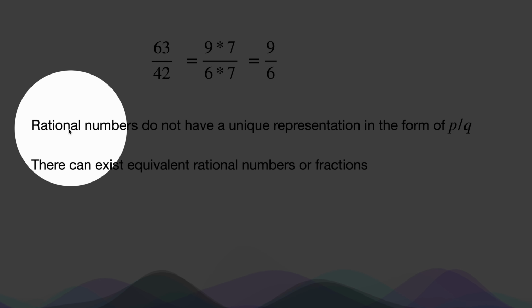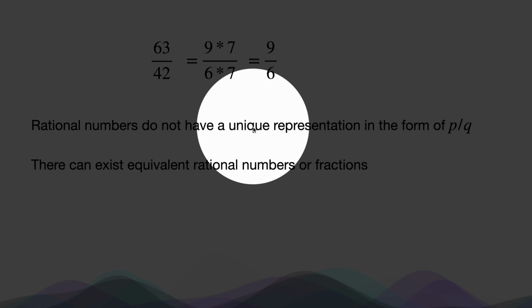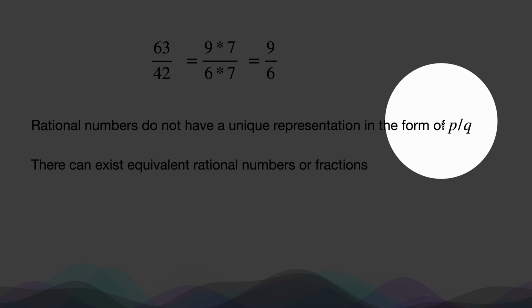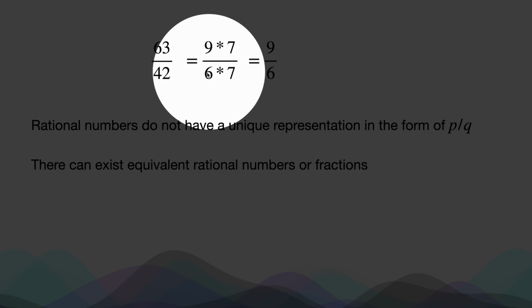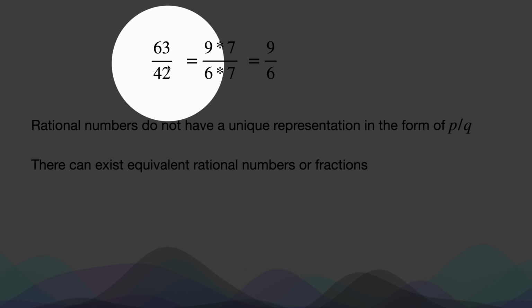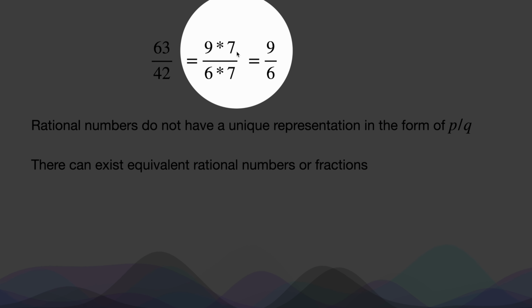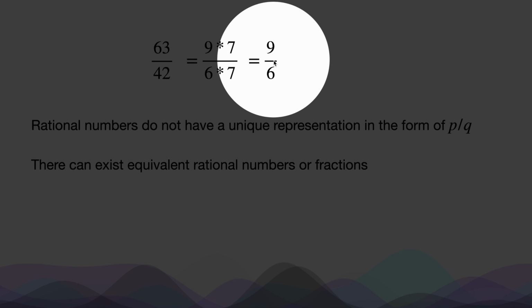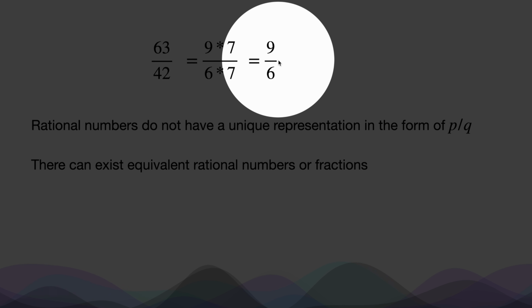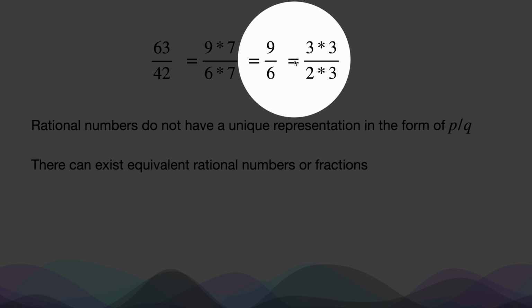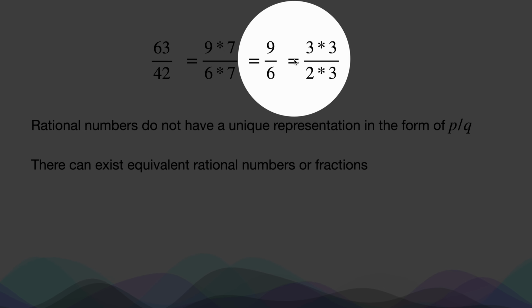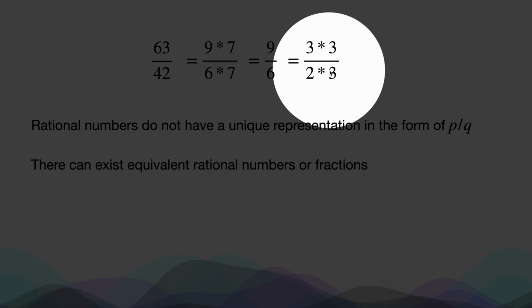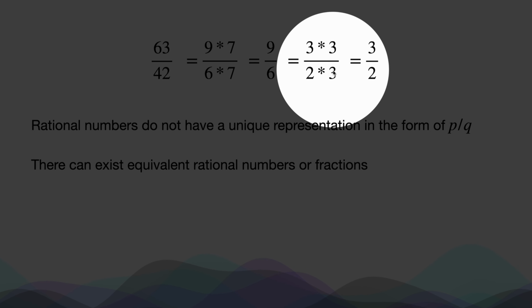So this is what is meant by rational numbers not having a unique representation in the form of p by q. That means the same number can be represented in so many different ways, and they all represent the same number. Further, if you look at 9 by 6, we could first factorize it as 3 into 3 divided by 2 into 3, and if we cancel this 3 and 3, it becomes 3 by 2.